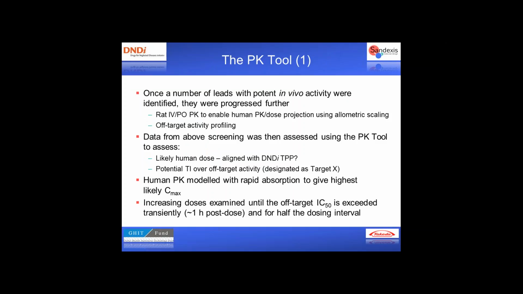Okay, so once we've done all of that, and we've got a number of compounds that look really interesting with respect to their in vitro and in vivo properties using the methodology that I've just described, we then go on to think about how we're going to take these compounds forward in terms of projecting human PK and dose. And the PK tool developed by Xenologic has been extremely helpful in that regard. So what we've generally done is generate rat IV and oral PK data to allow us to do that human PK and dose prediction. And then at the same time, we've generated some off-target activity profile at Cerep.